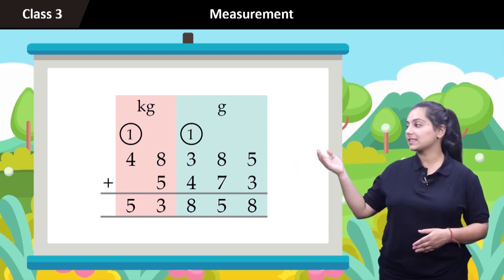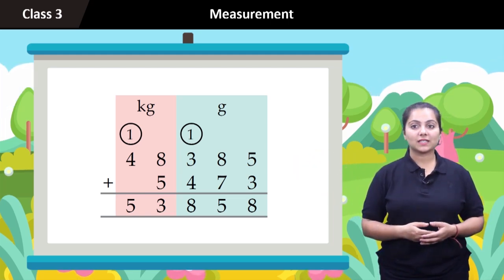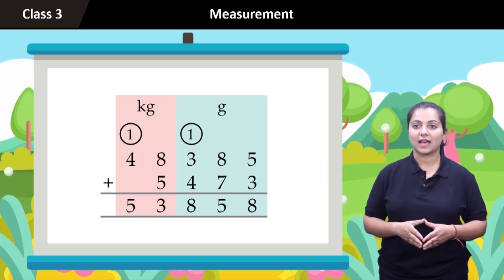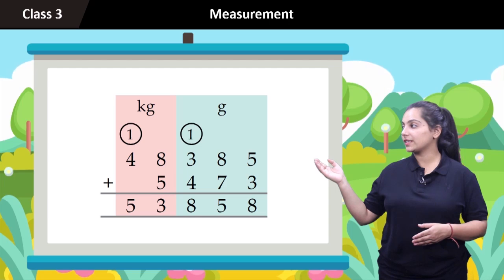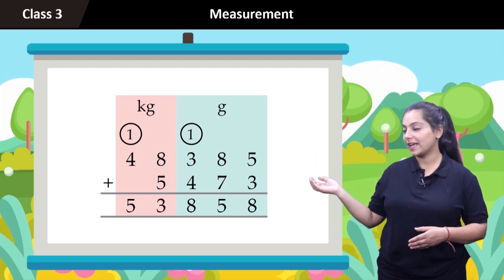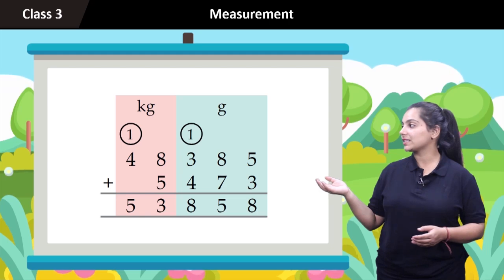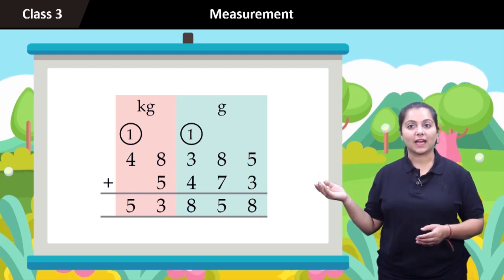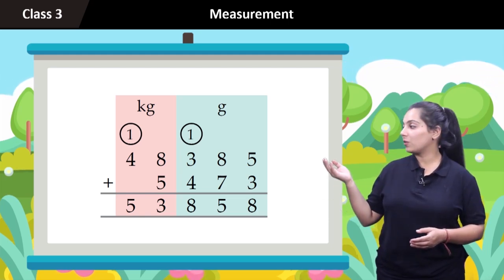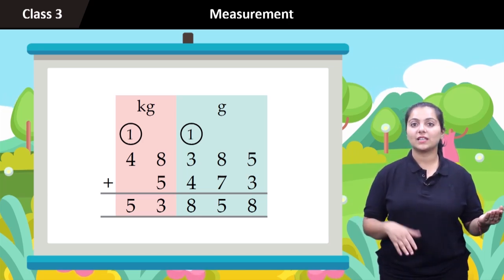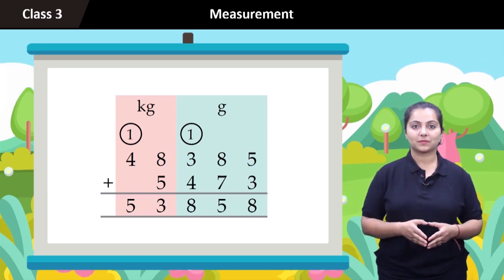5 plus 3 is 8. 8 plus 7 is 15. 5 down, 1 carried. 3 plus 4 is 7. 7 plus 1 is 8. Now let's move to the kg column. 8 plus 5 is 13. 1 should be carried and 3 will be written down. 4 plus 1 is 5. So the answer will be 53 kg 858 gram.